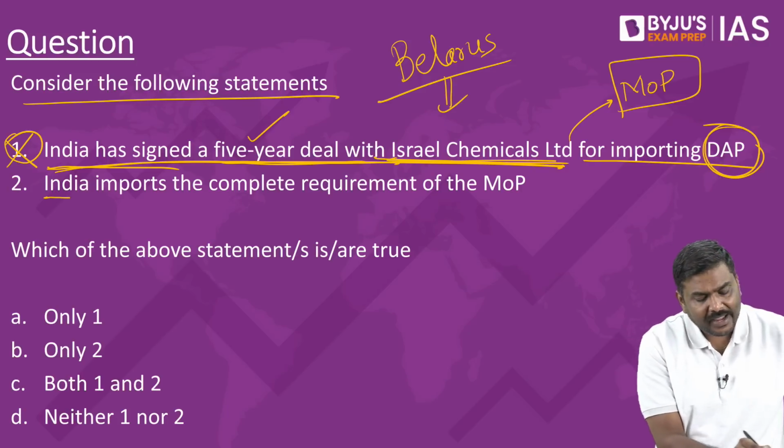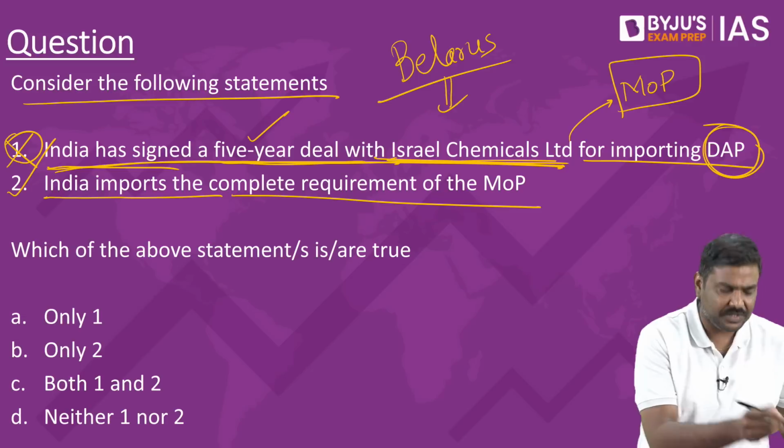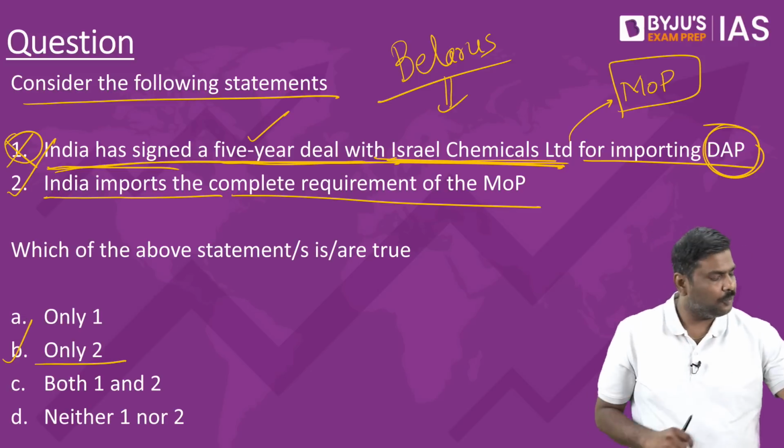Second, India imports the complete requirement of muriate of potash. Statement 2 is correct. The right option for this question is option B, only 2.